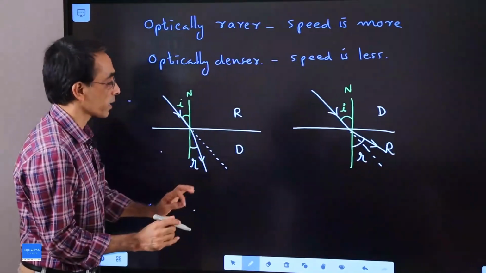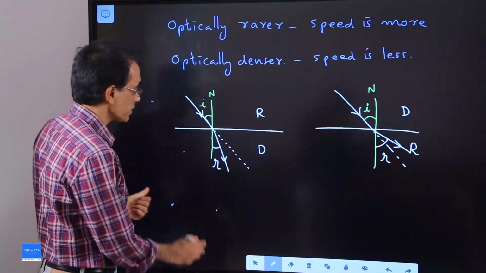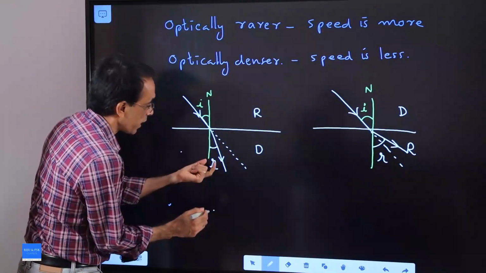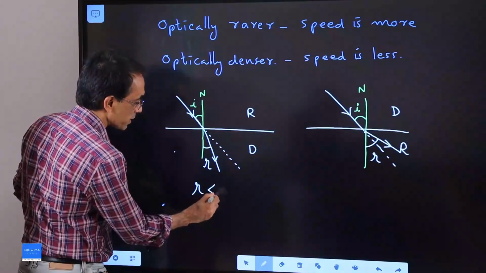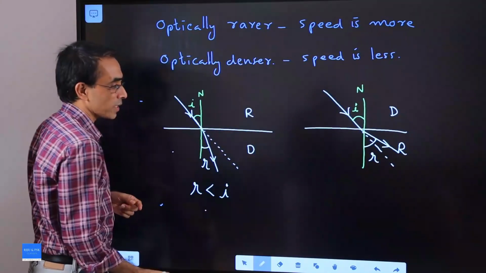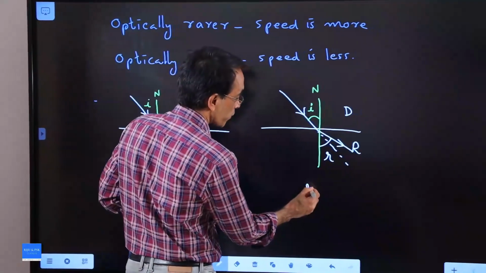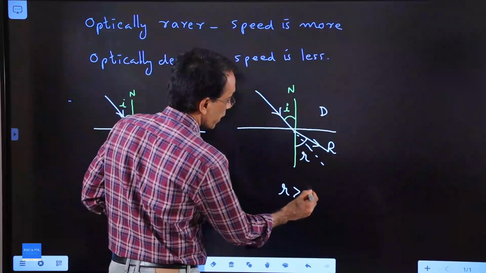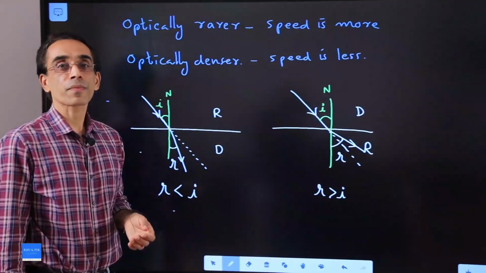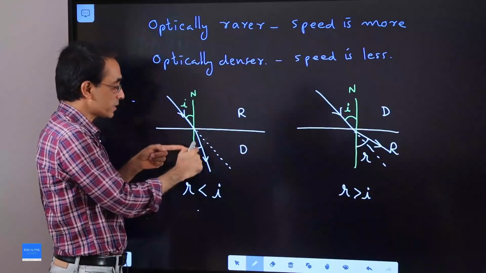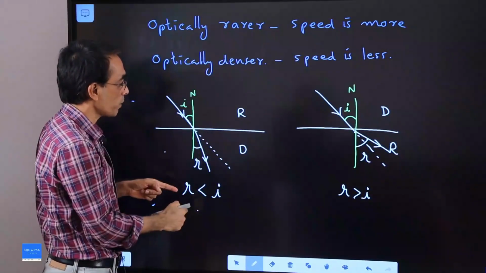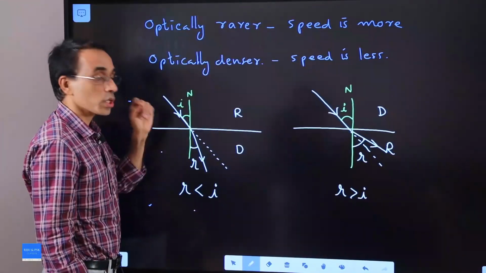So in terms of angle, in the first case, you can see this angle is smaller than that angle. So the angle of refraction is less than the angle of incidence. But in this case, the angle of refraction is greater than the angle of incidence. So the technical terms are: incident light, refracted light, normal, angle of incidence, angle of refraction.